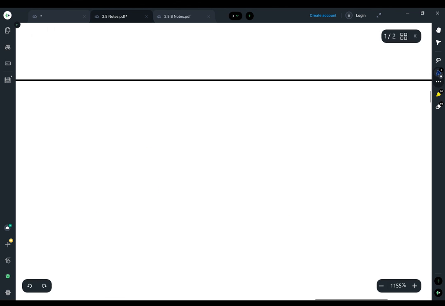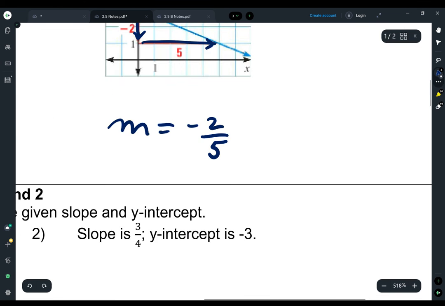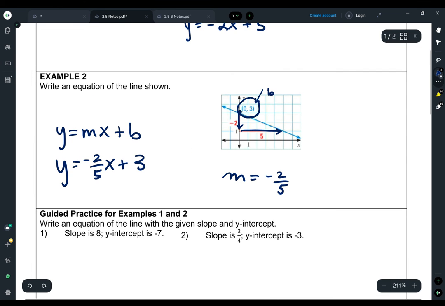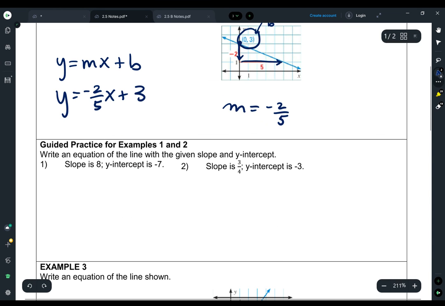So here's a couple guided practice problems for you to try. It says guided practice for examples 1 and 2. So go ahead and try those. You can pause this video. I'm just going to write up the answers pretty quick. So go ahead and pause it and try them on your own. So here are the answers for guided practice.